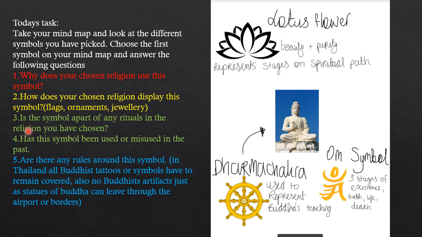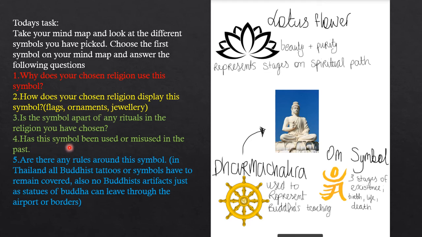Question 3, is the symbol a part of any rituals in the religion you have chosen? For instance, when you bless yourself in Christianity, you're making the symbol of the cross. Does the religion that you've chosen have anything to do with the symbols that you're looking at? Have a think about that. I actually forgot to outline this in a different color, sorry.